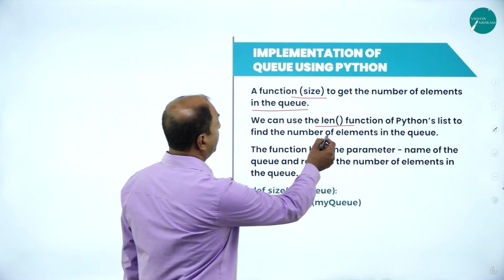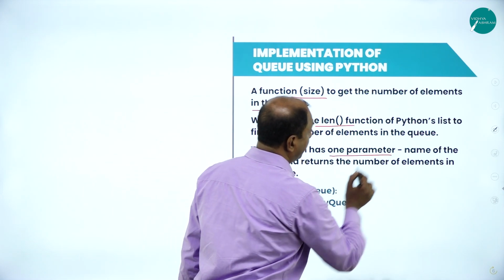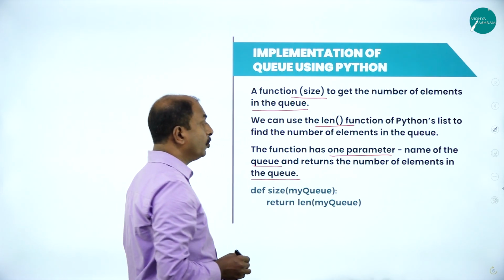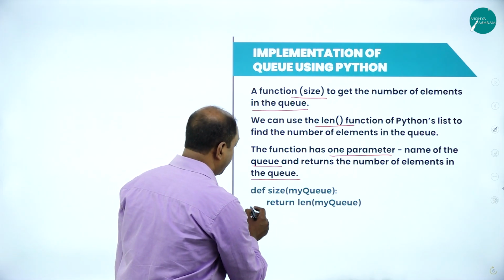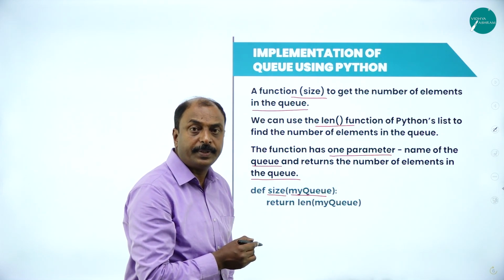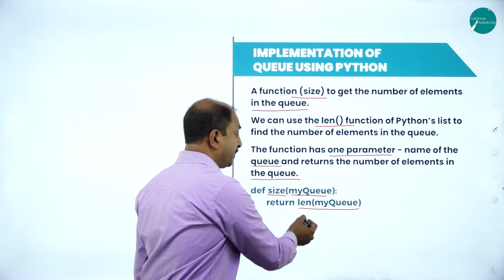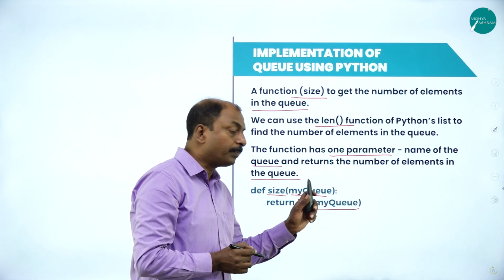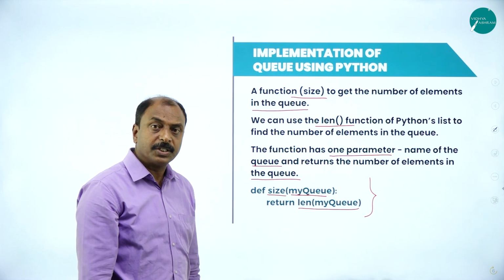Similarly, one more method is by using the size function here. This function has only one parameter, that is the name of the queue, and it returns the number of elements in a queue. So the output of this function would be an integer value. It says how many elements. So the function is def size, size is the name of the function, myQueue is the name of the queue data structure, and it returns length of myQueue. Length is a function and myQueue is the data structure you have defined at the beginning of the program. So this is a size function to know the number of elements in a data structure queue.